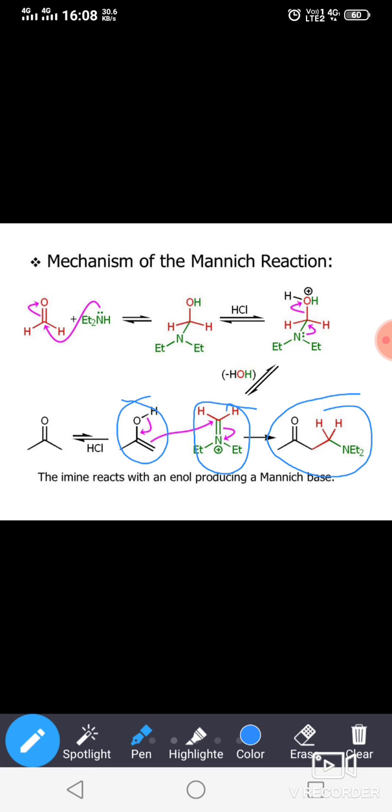Okay, so you should have the 3 components: an enolizable carbonyl compound, a non-enolizable carbonyl compound, and ammonia, a primary amine or a secondary amine. Okay, these 3 things in the presence of an acid catalyst will undergo the Mannich reaction, and you will get this beta amino carbonyl compound.